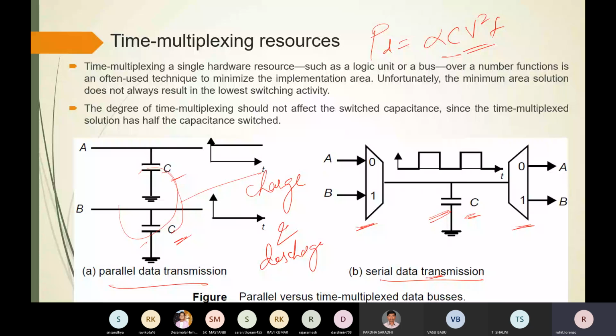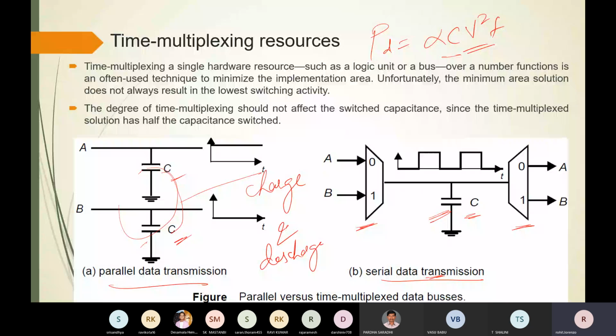So the overall objective is that whenever we are doing pin reordering or logic restructuring or multiplexing, our functionality should be preserved. We design in such a way that we are able to minimize the power dissipation, and at the same time we need the same functionality. Our functionality should not be disturbed.